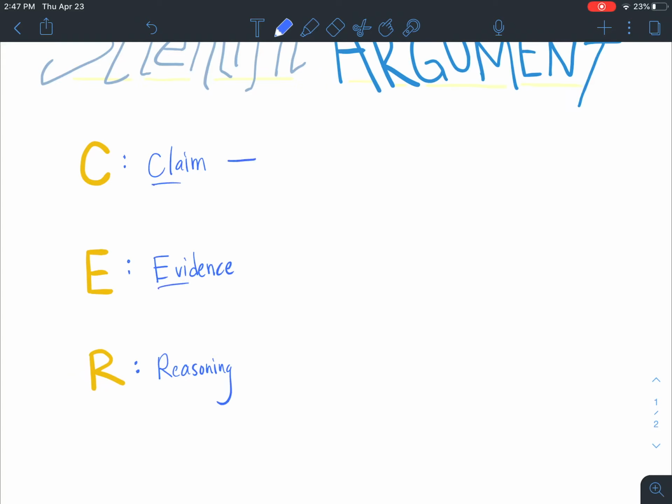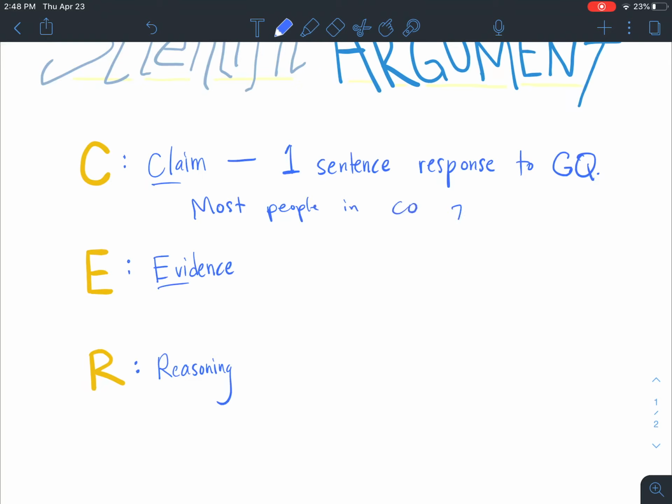So the claim is actually just a 1-sentence response to your guiding question. So if my guiding question was, how many people in the state of Colorado actually like the Denver Broncos? My claim could be most people in Colorado like the Denver Broncos.